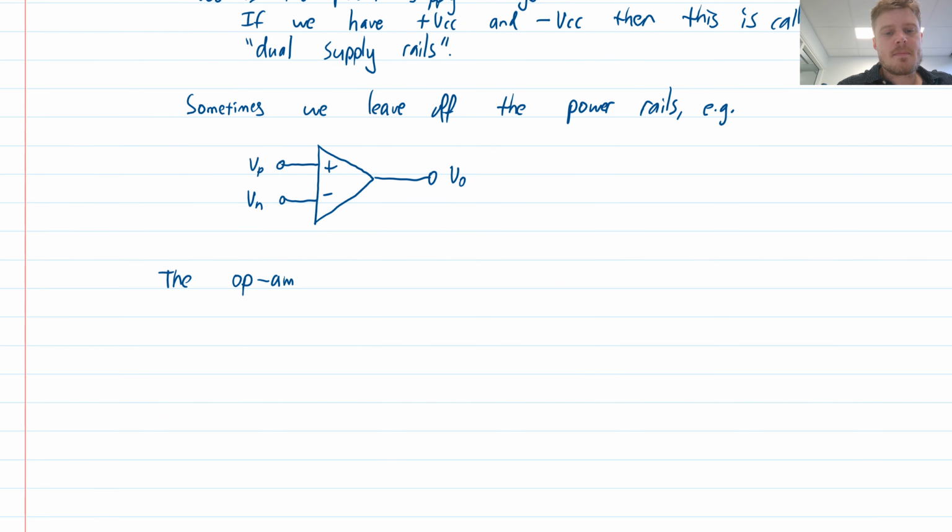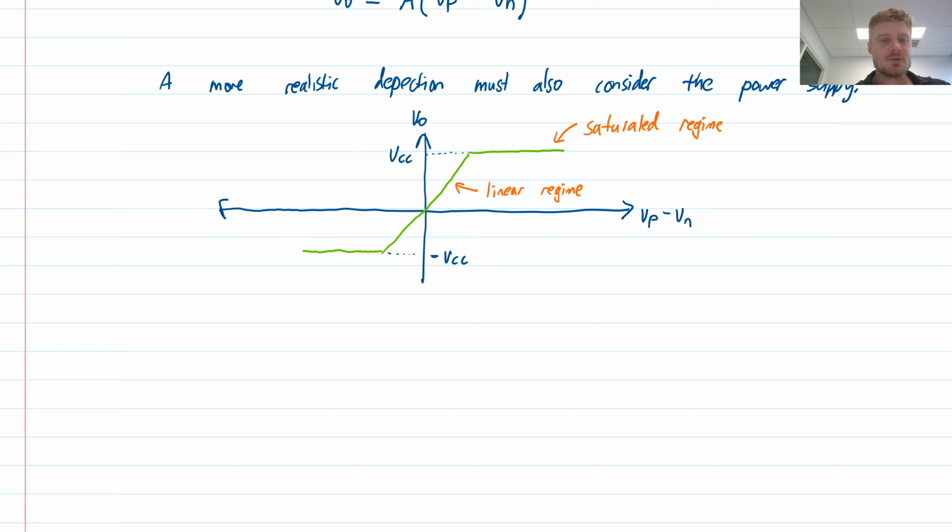Now this is an idealized description. You know, a real op-amp is not perfectly linear, and it's probably not a perfectly sharp corner at the top, but this is a good enough description that we can actually make a lot of progress in understanding the behavior of op-amps.